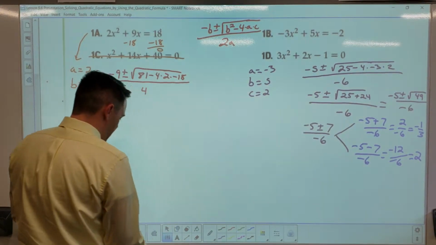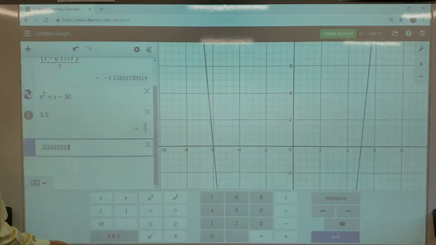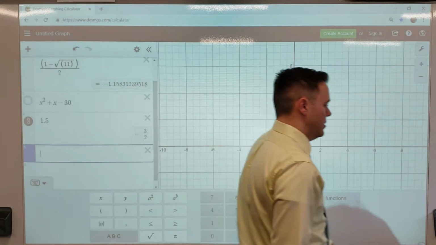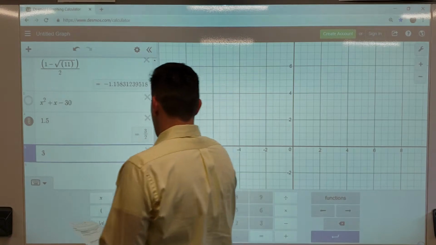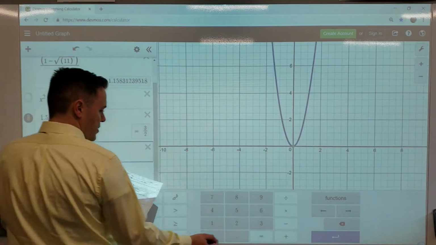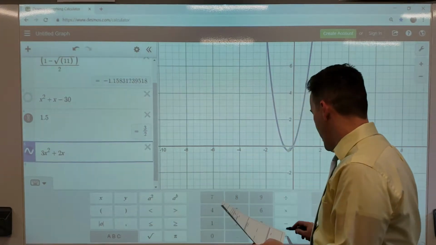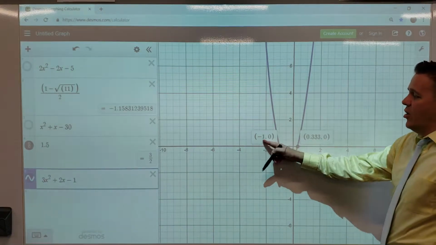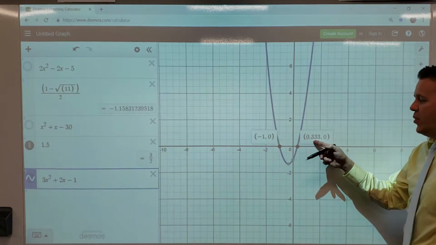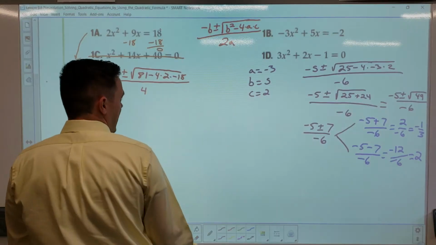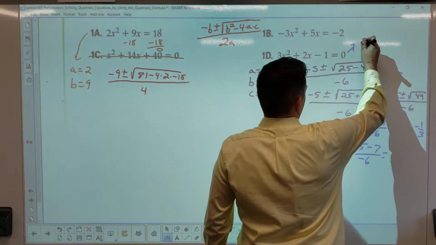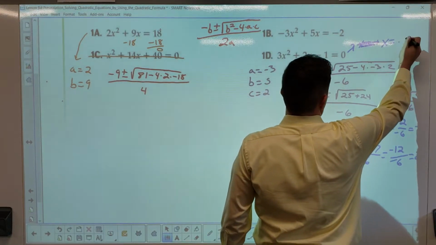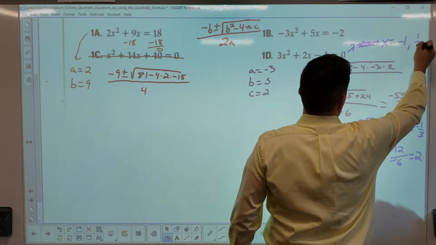1D. Hopefully you guys got that. If you did 1D, I'm not going to answer that one on here. I'm just going to graph it instead. Let me turn this graph off. It's going to end up being 3x squared plus 2x minus 1. You don't have to put the 0 unless you want to. So it's negative 1, and then look, there's that 0.333. So I know that in decimal form, I know what that fraction is. So for this one here, your answer is x equals negative 1 and x equals 1/3.